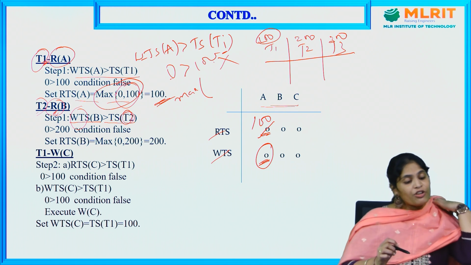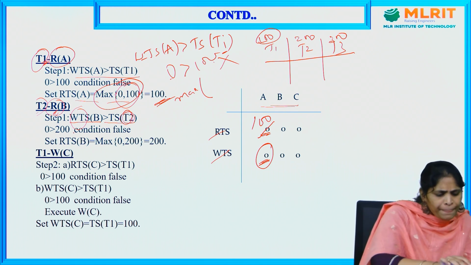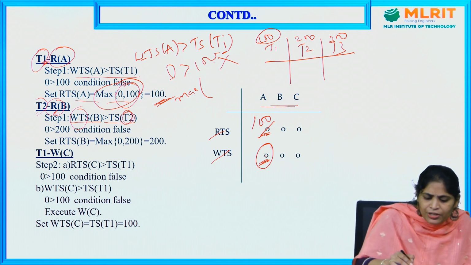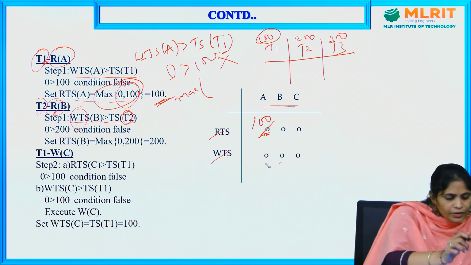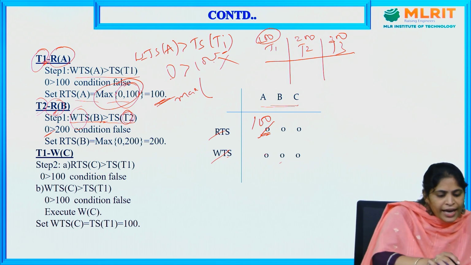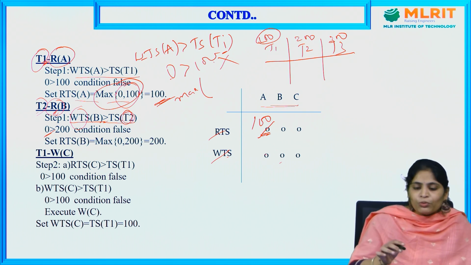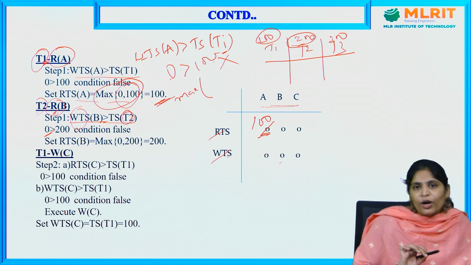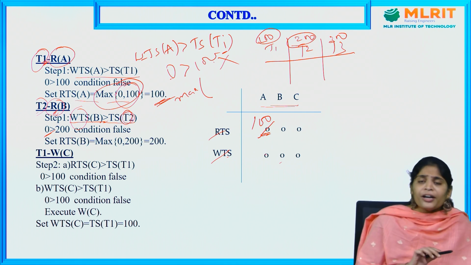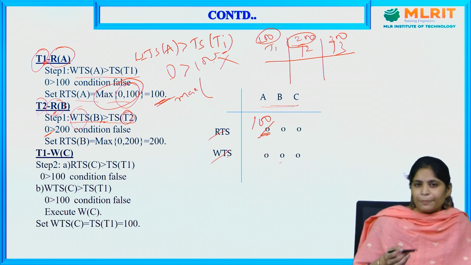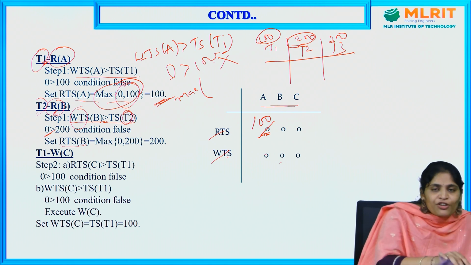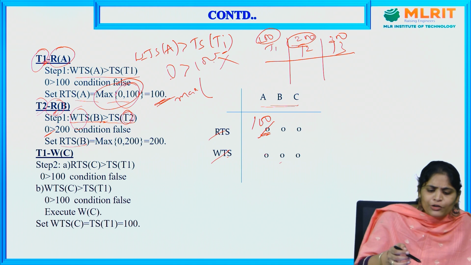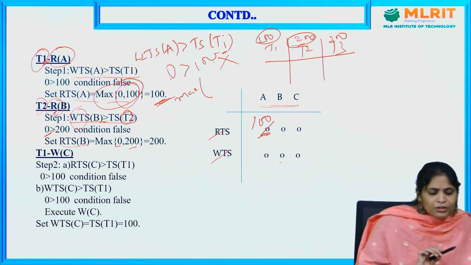What is WTS of B here? Initially, WTS of B is nothing but 0. So, 0 is greater than TS of T2. What is the timestamp of T2 here? 200. Is 0 greater than 200? No. Then we need to update the value. Second, else condition. Set RTS of B equal to the maximum of this value and 200.